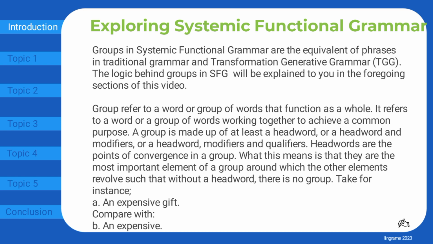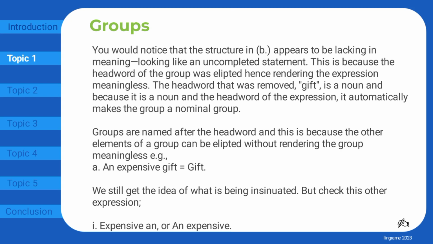Take for instance, an expensive gift. Compare with an expensive. You would notice that the structure in B appears to be lacking in meaning, looking like an uncompleted statement. This is because the head word of the group was ellipted, hence rendering the expression meaningless. The head word that was removed, gift, is a noun, and because it is a noun and the head word of the expression, it automatically makes the group a nominal group.